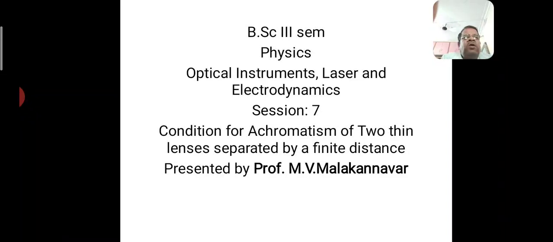Now, I have to explain session 7 of the Optical Instruments chapter of BSc 3rd Sem Physics, Optical Instruments, Laser, and Electrodynamics. In Optical Instruments, session 7, I have to start with the condition for achromatism of two thin lenses separated by a finite distance.